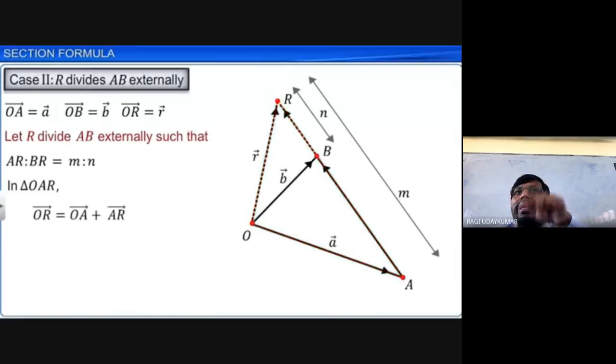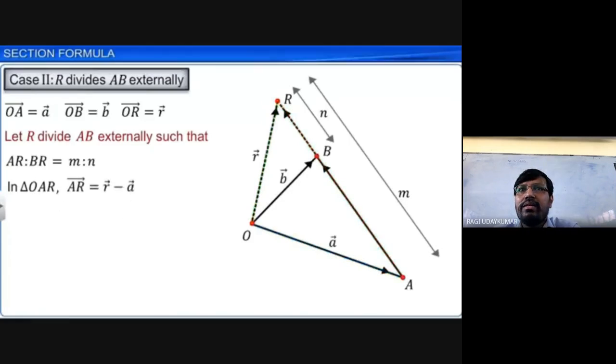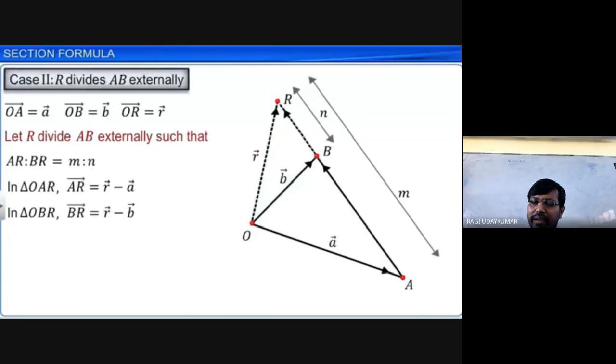So in the bigger triangle, OR can be found as AR plus OA. So AR is equal to R bar minus A bar. Is it understandable? The proof is not needed; you just have to remember the formula. What is the formula here? It is given to you.